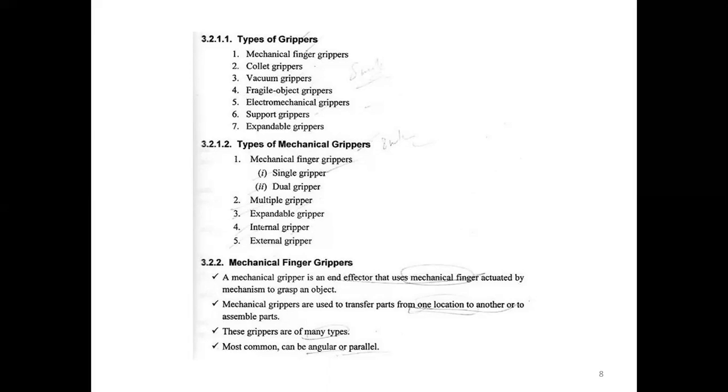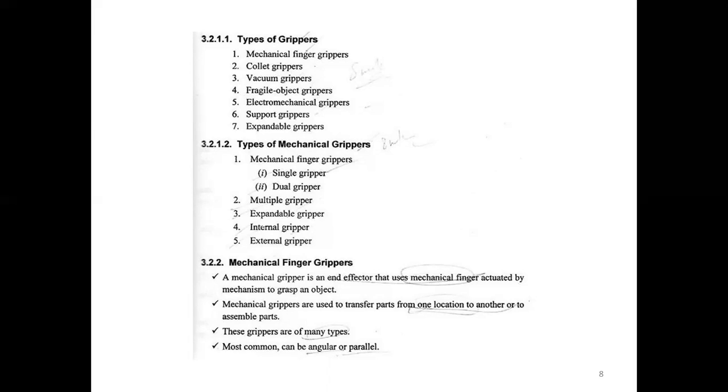Grippers are used to grab objects. There are different types of grippers available: mechanical finger gripper, vacuum grippers, fragile object grippers, electromechanical grippers, support grippers, and expandable grippers.